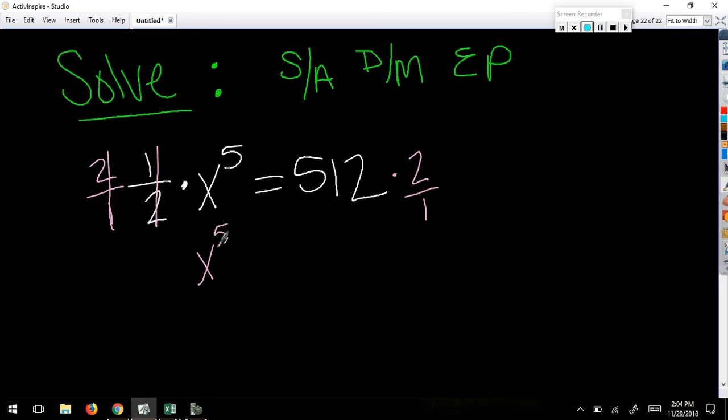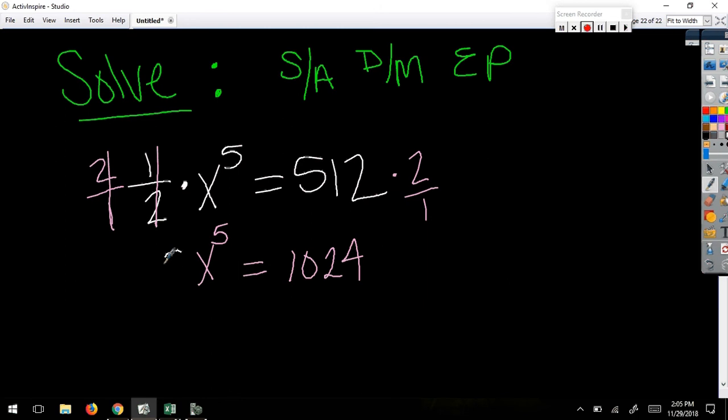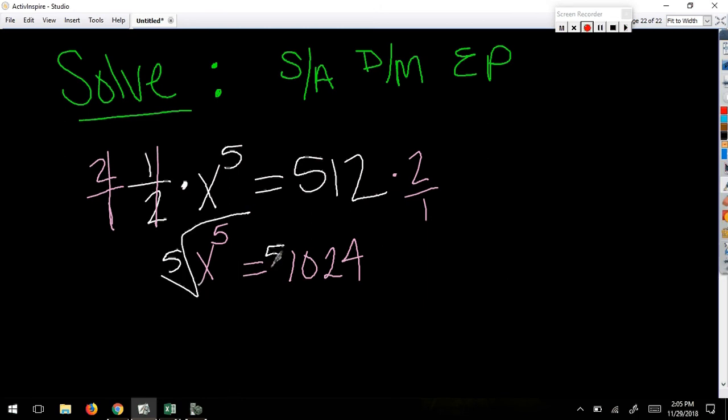This is what I'm teaching my Algebra 1A class right now: solving equations. Now, 1024. Okay? How about exponents? Yes. How do I get rid of that exponent? You do the fifth root. I do it here, and I do it here.